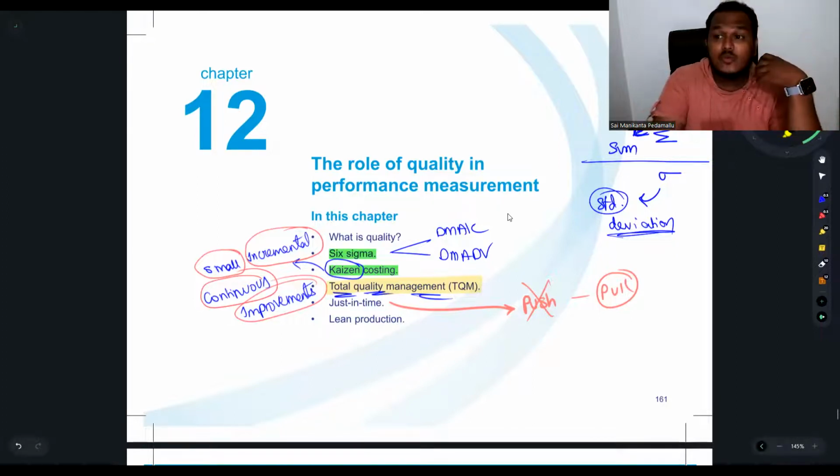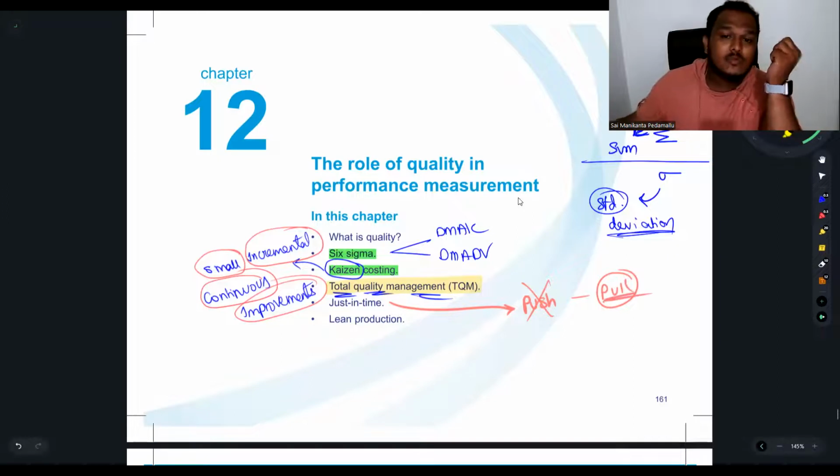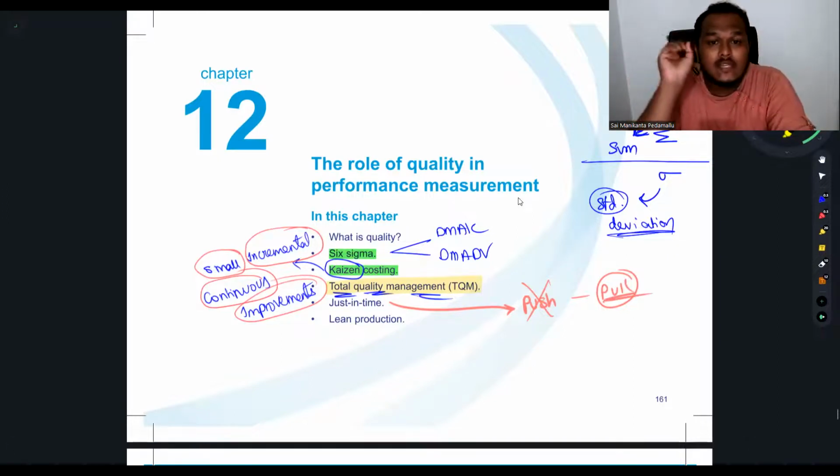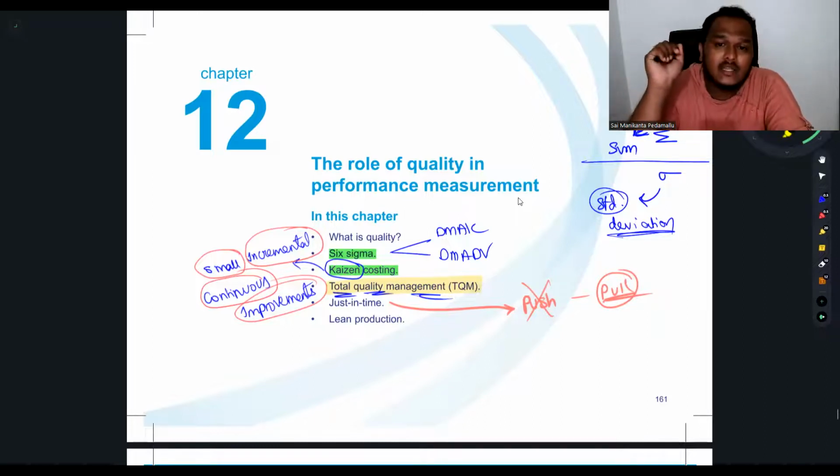Push based means where we push the product onto the user. We produce it and then we market it, we advertise it and we sell to the end user. Pull based system means what? The end user will tell us, sir, we need this. Dear business, we want this. So based on their request, we will start the production. Since we need to do the production, we will ask our suppliers to send the material.